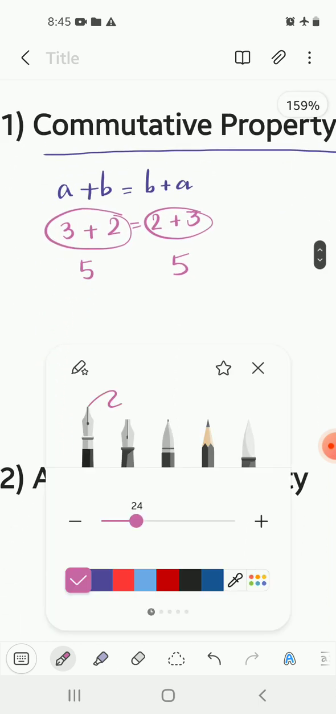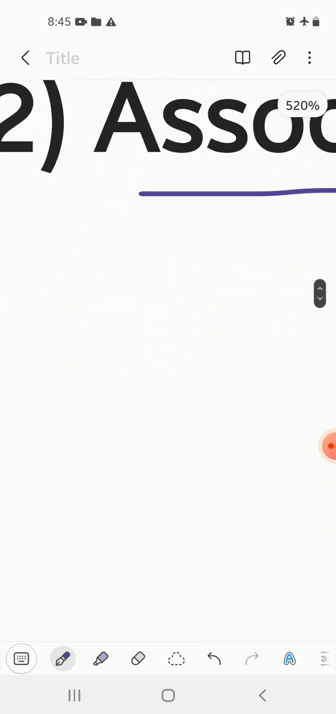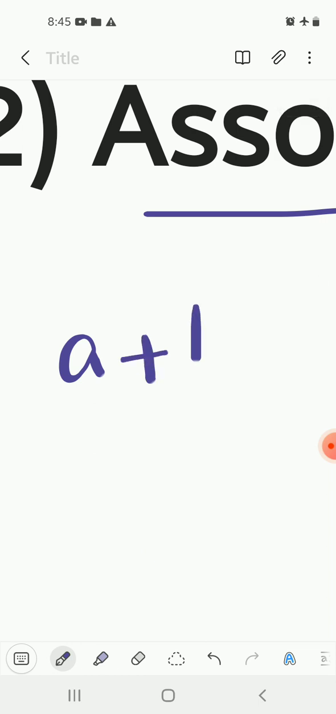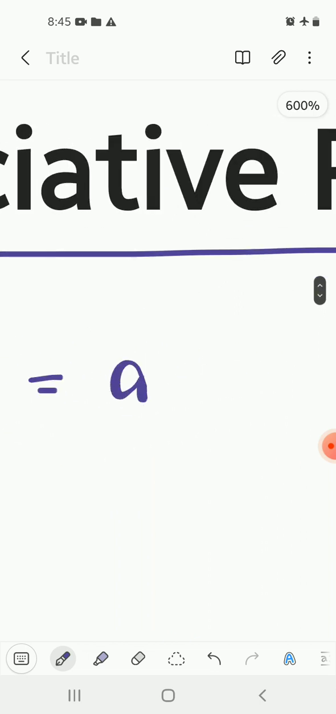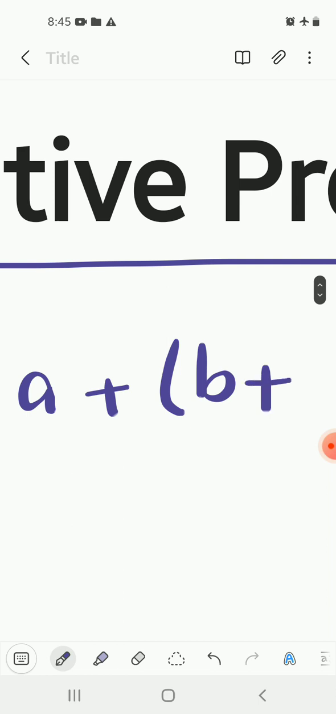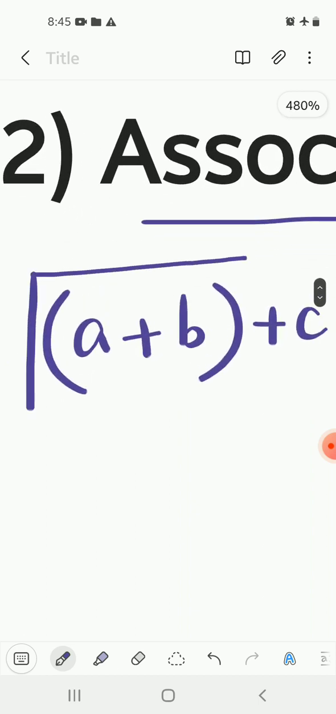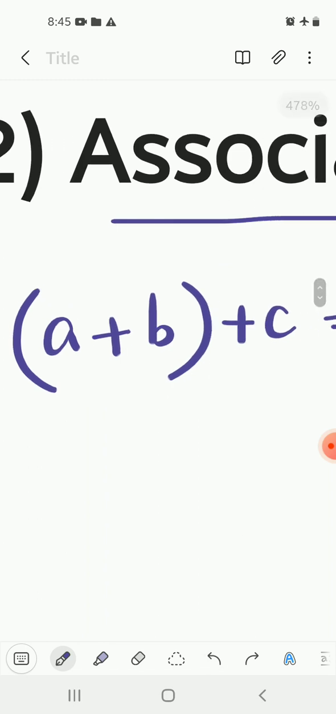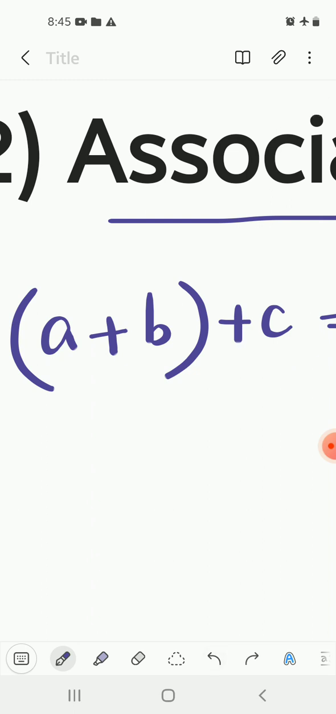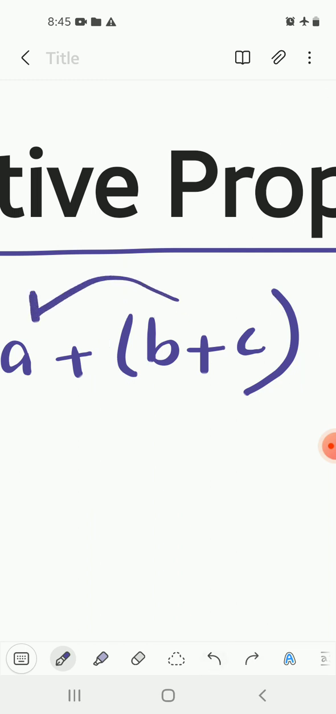Let's move to the second property, that is associative property. We will write it like this: (A plus B) plus C is equal to A plus (B plus C). Now we know that we have to solve the brackets first. So if we add the first two numbers and then add the sum of the first two numbers with the third number, whatever answer we get, we get the same answer if we add the second and third number first and then add the sum with the first number. Let's take an example to understand it better.